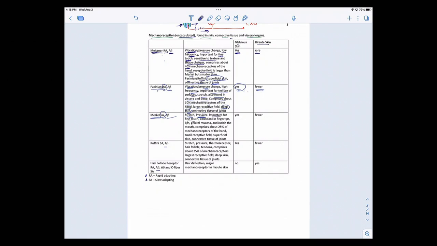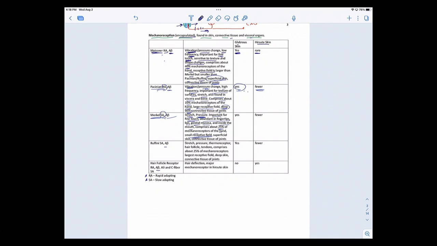These two are also very important for fine touch. You have many, many of these in your fingertips. You'll find these in the genital mucosa, and you'll find these inside your mouth. And they're going to comprise about a quarter of the mechanoreceptors of the hand. And they have the smallest of receptor fields of all of the encapsulated sensories here. They're really, really, really small.